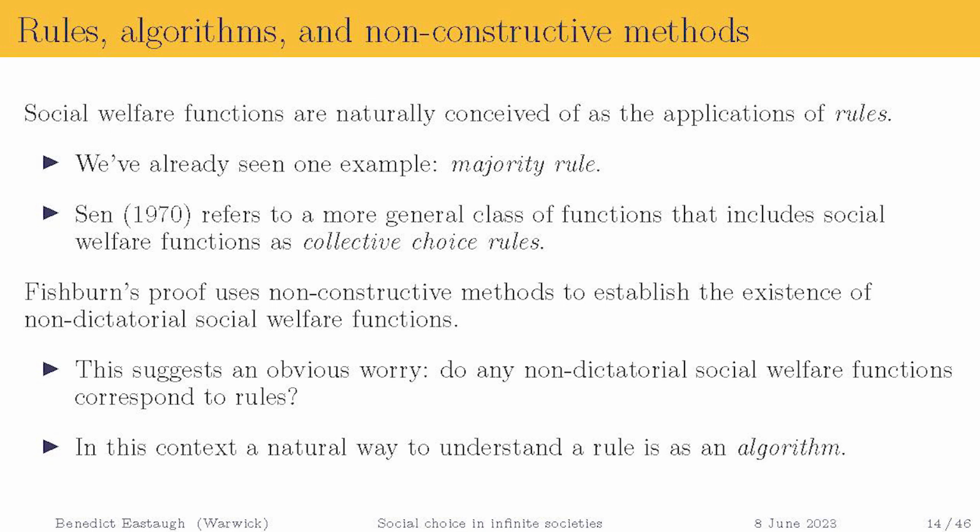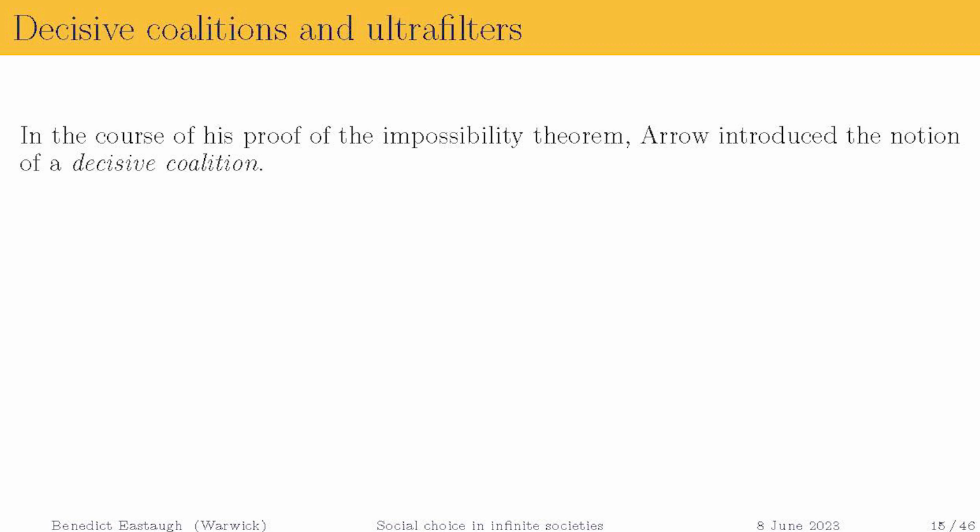So as I've already said, in this context, a natural way of understanding the notion of a rule is as an algorithm or as a computable function. Okay, so with all of this sitting there, we can go more to the mathematics and to the modeling of all of this. So I first need to talk a bit about this notion of a decisive coalition. This was introduced by Arrow, and you can think of it as a kind of generalization of the notion of a dictator. A decisive coalition is one that always gets its way. And of course, the set of all voters is a decisive coalition by the unanimity axiom.